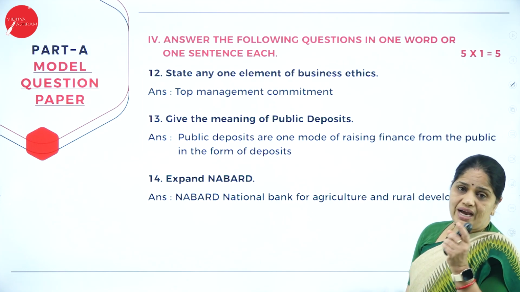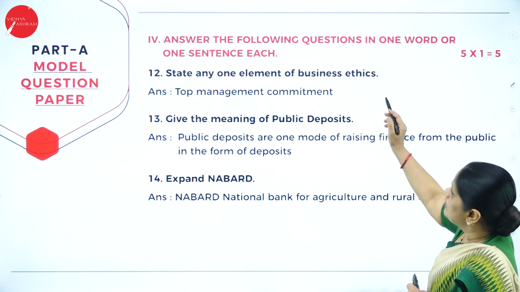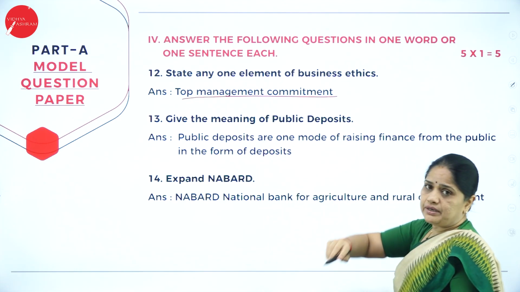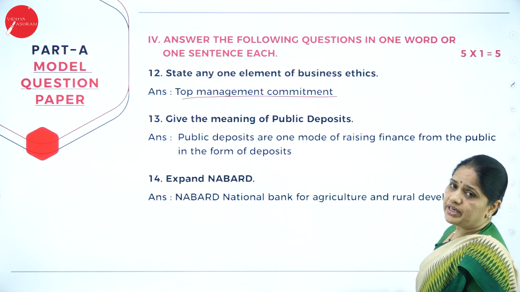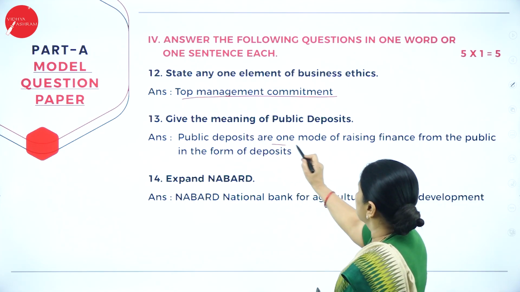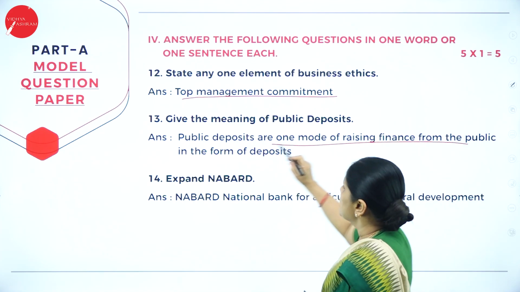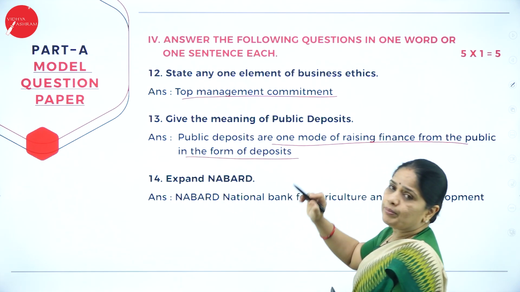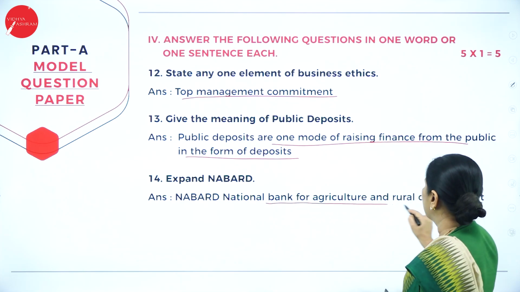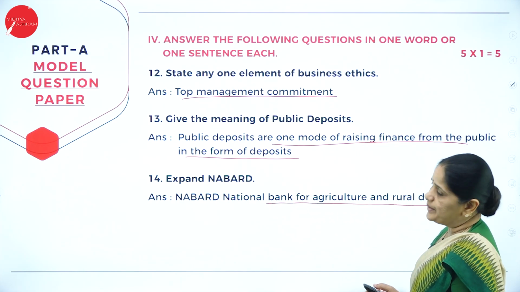Next, answer in one word or sentence. State one element of business ethics. So this is the top management commitment. So they need to have commitment towards business ethics. So give the meaning of public deposits. They are one mode of raising finance from the public in the form of deposits. Expand NABARD: National Bank for Agriculture and Rural Development.